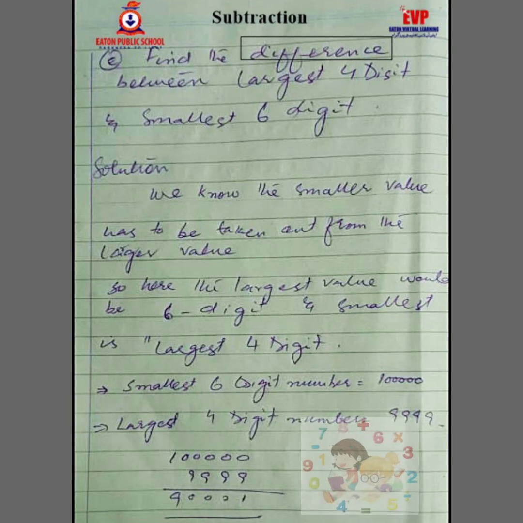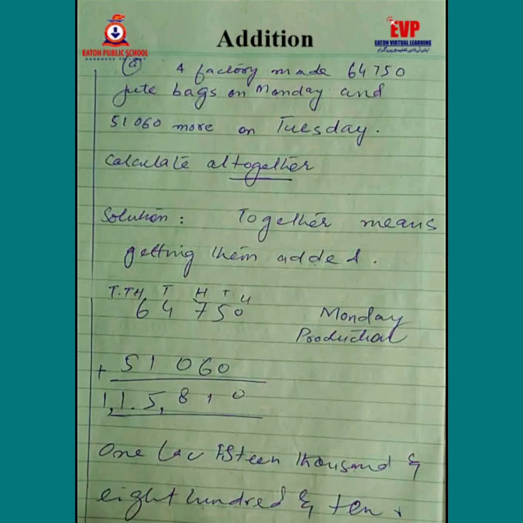Now the second concept in this question is that they are asking us to find the difference between the largest 4-digit number and the smallest 6-digit number. We already know that the smallest 6-digit number is 100,000, that is 1 lakh, and the largest 4-digit number is 9,999. So as we operate the difference, the subtraction portion, we can easily find out the answer, as you can see in your handouts.